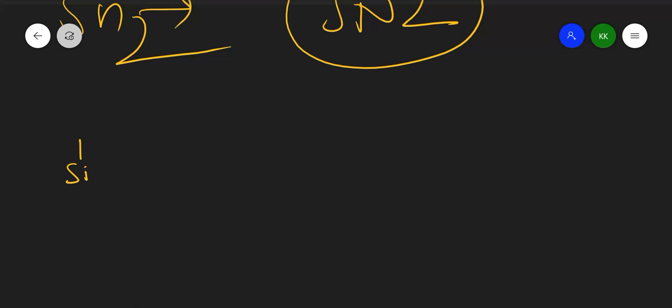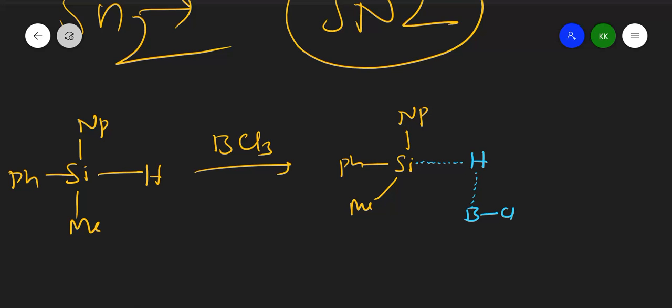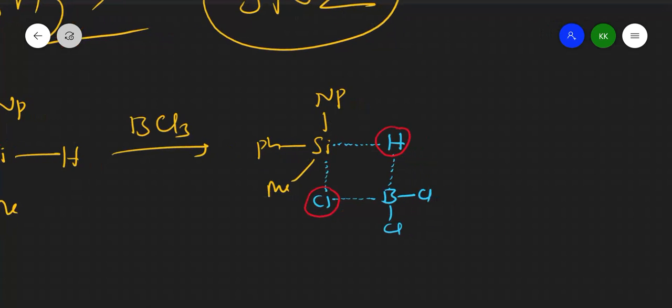Here I took the same naphthyl, phenyl, methyl, but instead of chlorine I took hydrogen. To this I added BCl3, boron trichloride. They found one transition state like this. The other things remain as they are, phenyl and methyl. But the silicon-hydrogen bond was weakened, and this hydrogen was bonded to the boron. Boron had three chlorines; two chlorines stay on boron, and the other chlorine was weakly bonded to the silicon, as I have shown. So it formed this square-like transition state.